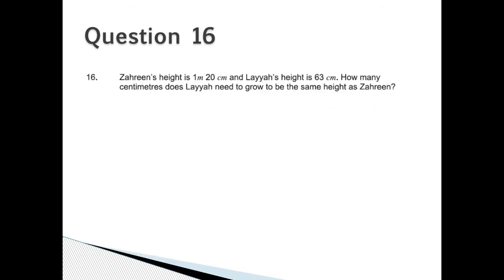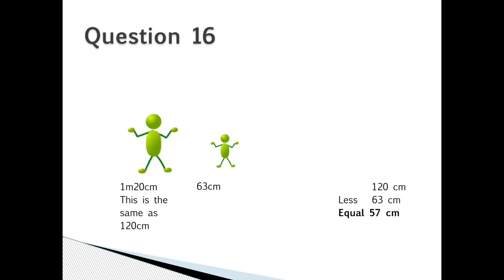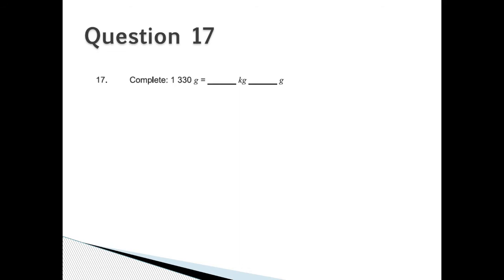Question 16. Zorin's height is 1 meter 20 centimeters and Layla's height is 63 centimeters. How many centimeters does Layla need to grow to be the same height as Zorin? So 1 meter 20 centimeters is the same as 120 centimeters. And if we subtract 63 centimeters from 120 centimeters, we will be left with 57 centimeters. That's how much more she needs to grow. Question 17. Complete.